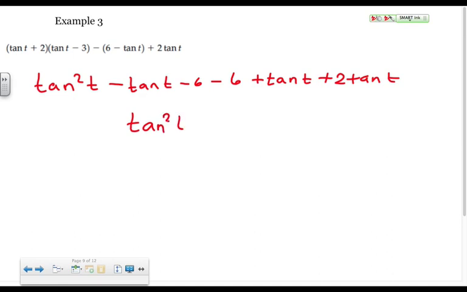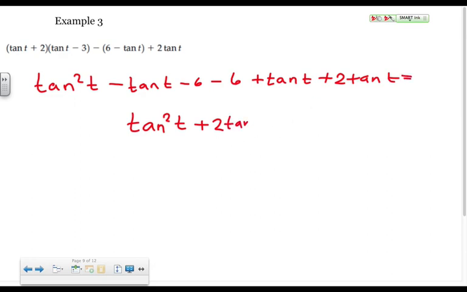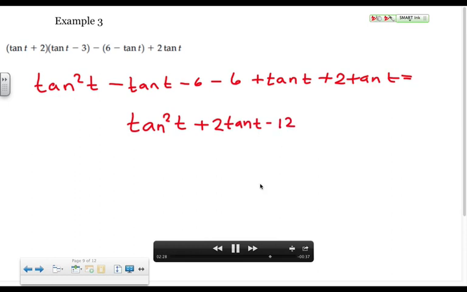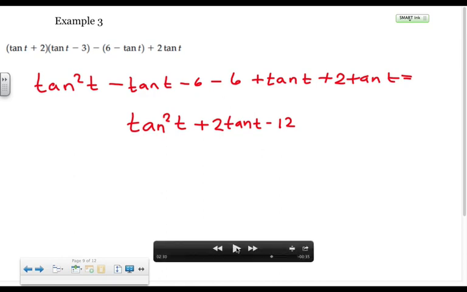So my tangent squared, I can't combine that with anything else. Notice these two tangents cancel each other out, and I'm left with 2 tangent t. And then minus 12. Now, technically, I could break it back out into parentheses, but I want to leave it like this. I don't actually want to simplify further than this. And you notice I used no identities here, okay? This was simplifying with tangents instead of x's.